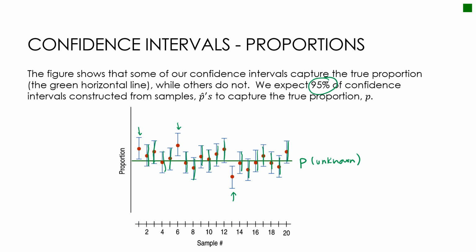Again, it's not an exact science, but what we're saying is if you do everything right, if you collect your sample correctly, and we've already talked about how to collect a sample correctly to remove bias, if I do all of those things and I follow the rules for proportions, I'm 95% confident that I'm going to capture the true proportion p.